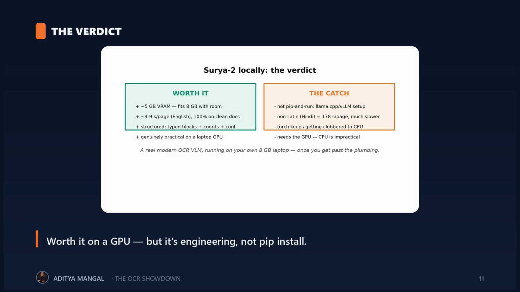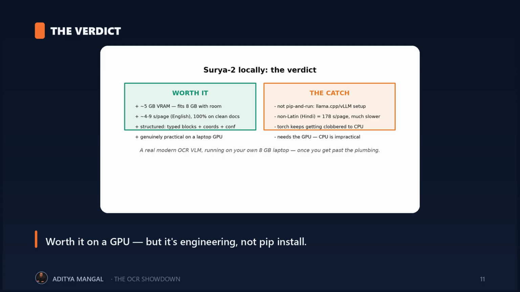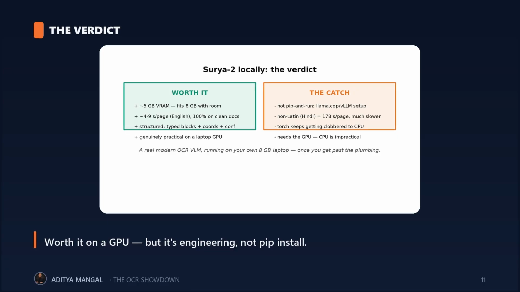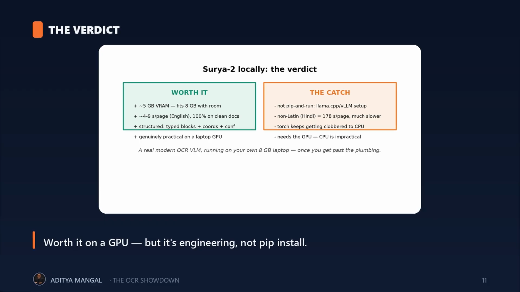So the verdict, Surya-2 is a genuinely strong structured OCR model that runs comfortably on 8 gigs at 4.5 gigs and around 13 seconds a page, and returns type blocks with confidence scores that plug straight into a real pipeline. The only tax is the setup. It's a served model, and you have to wire up the backend, budget an afternoon for the environment, and after that it just works. The full breakdown is in the description.